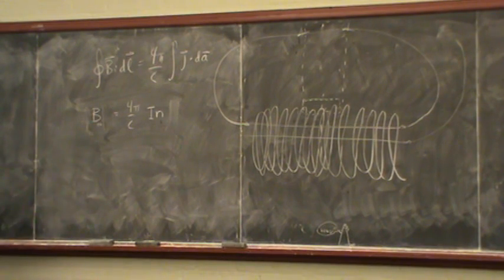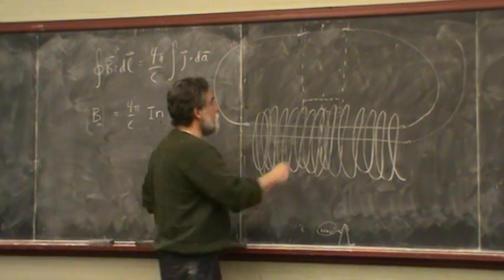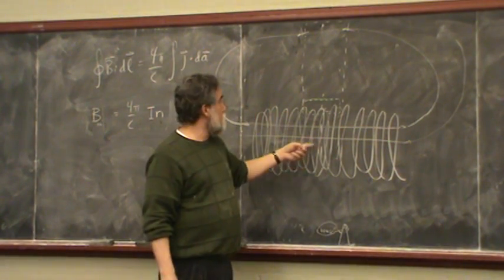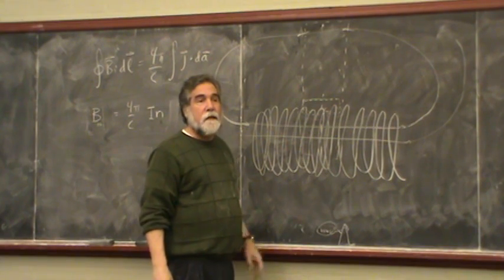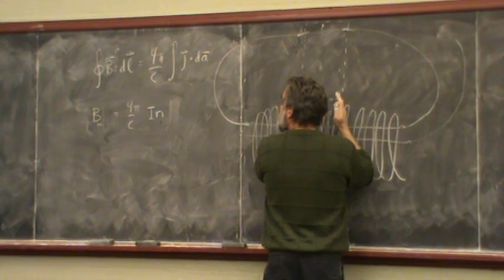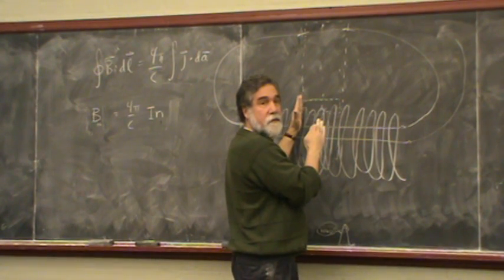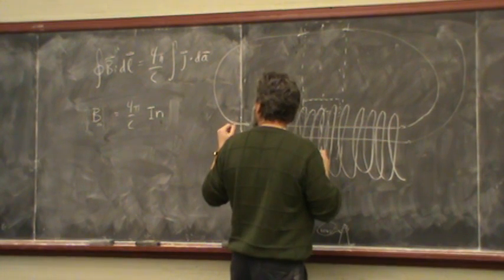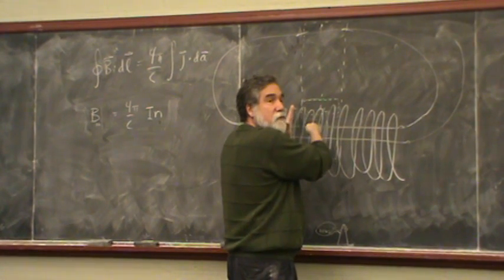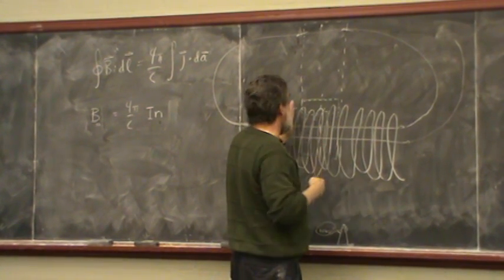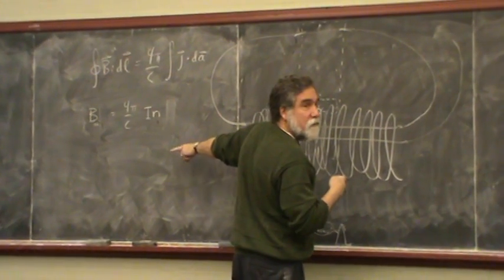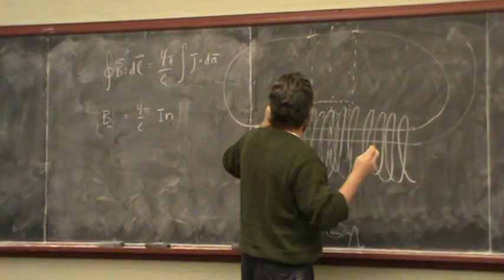That doesn't depend upon where I drew this Amperian loop here. Now, my argument just now was for the magnetic field at the very center of the solenoid, right at the center of the central axis of the solenoid. That's what it looks like, right? And it's independent of position, because if you just look at the integral, it's got to be independent of position.